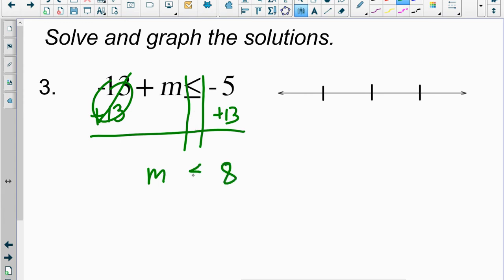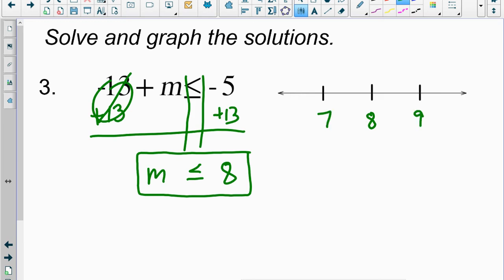And I can bring my inequality symbol down because I didn't multiply or divide by a negative number when I solved. All I did was add 13 on both sides, and that's never going to change which side is bigger. So I have m is less than or equal to 8. I'm on the positive side of the number line now, so it's just going to go in order, least to greatest from left to right, 7, 8, 9. I want to show that 8 is a solution because my inequality symbol has the line under it. And anything that's, let's see, m is less than 8 is going to be to its left. So I draw my arrow to the left.